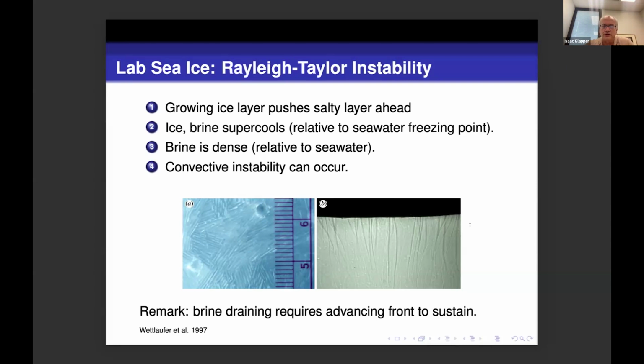Now, this is fine. This is good. I mean, this produces convective flow, but it's only temporary, because you need to freeze new salty water to get new salt to drive this thing. So once you lose your salt, or enough of your salt, this will stop.